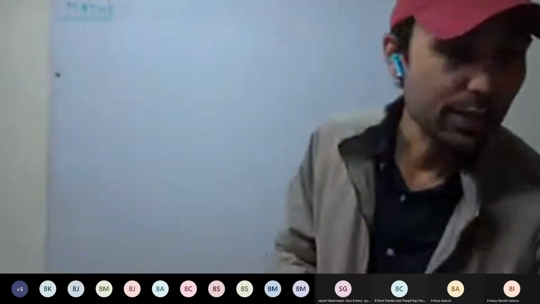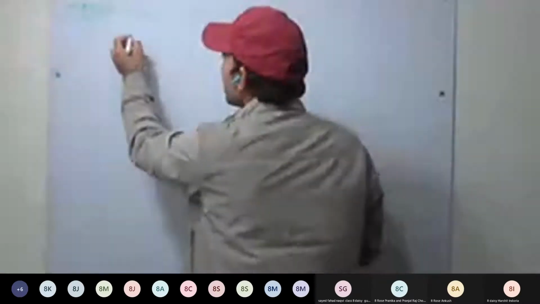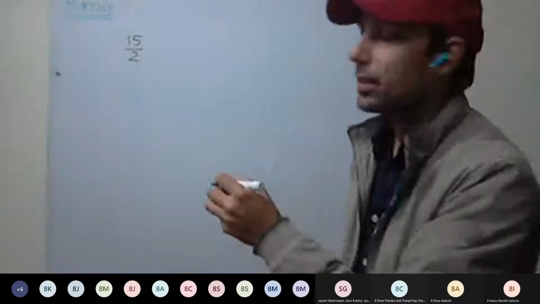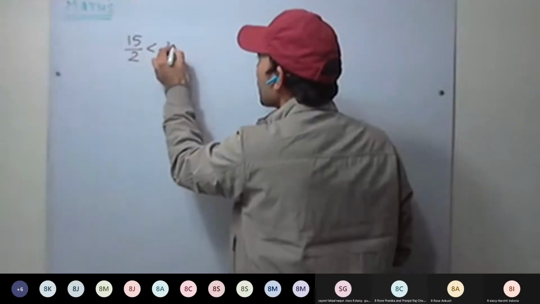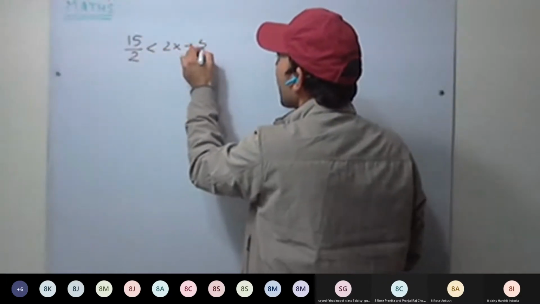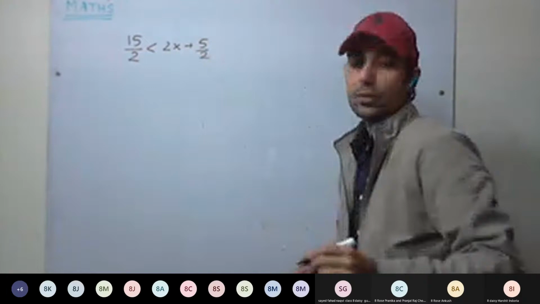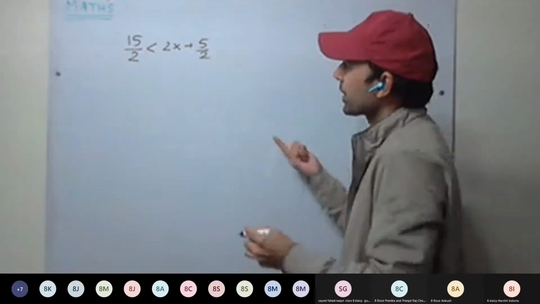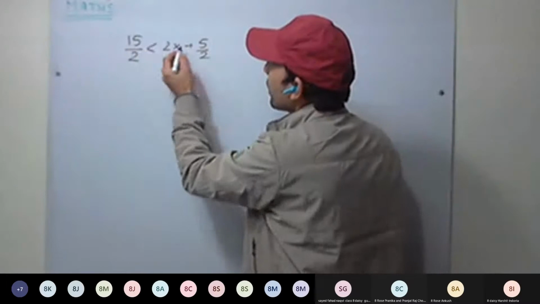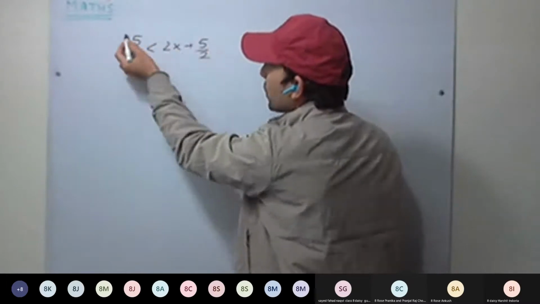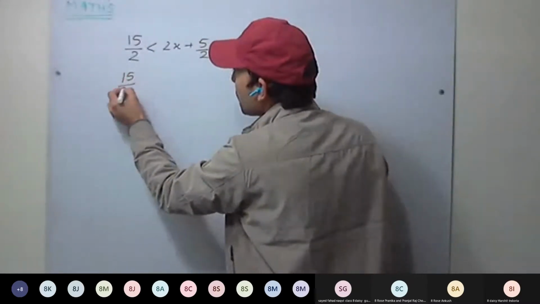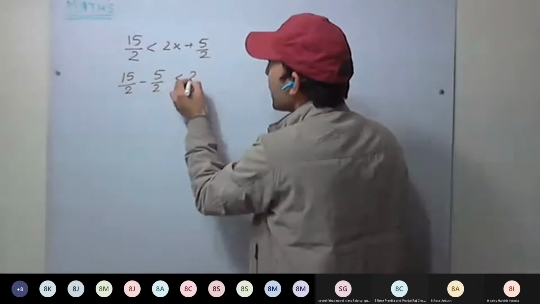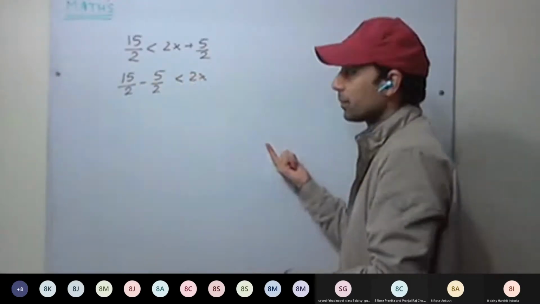Okay. First, 12th question. 15 upon 2 is less than 2x plus 5 upon 2. This is the question. Now we have to solve for x. So we can take 5 by 2 on that side. So 15 upon 2 minus 5 upon 2 is less than 2x.